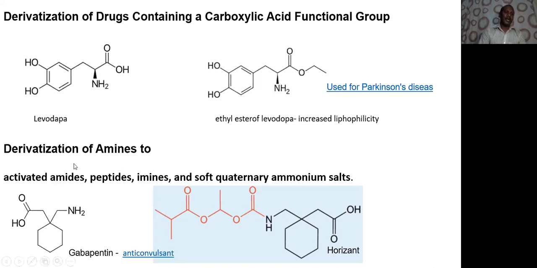And the next one is, in a drug molecule, if you have amines, how do you go for prodrug conversion? Here you see gabapentin, which has an amine functional group and is used as an anticonvulsant. It is a CNS drug, and we converted it into amides.